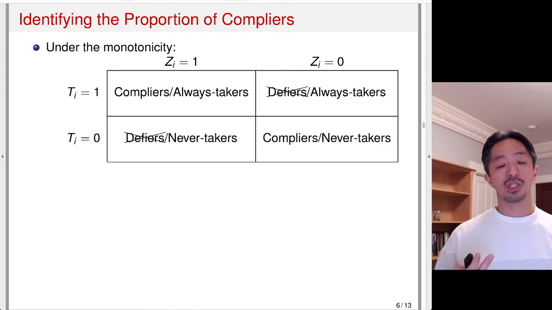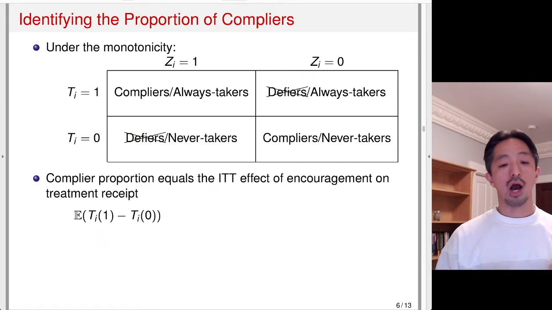What this allows us to do is to identify a proportion of compliers. So how does that work? Well, it turns out the complier proportion equals the ITT effect of the encouragement on the treatment receipt. Okay, so here it's written as T(1) minus T(0), the average effect of encouragement on the ITT on the treatment receipt.